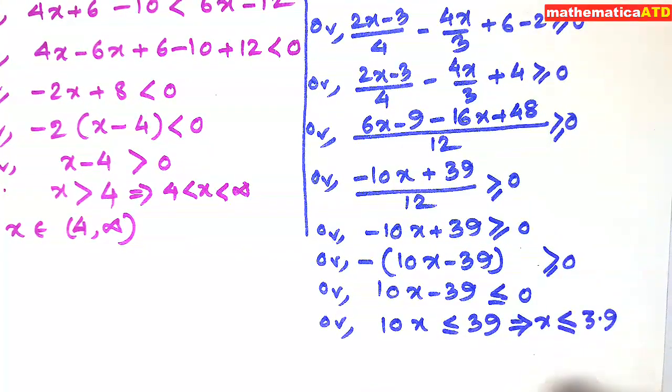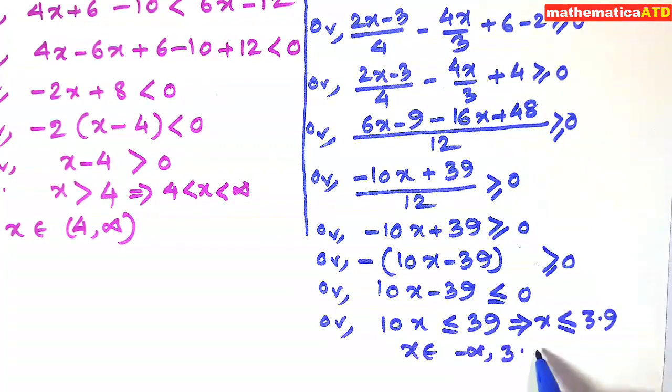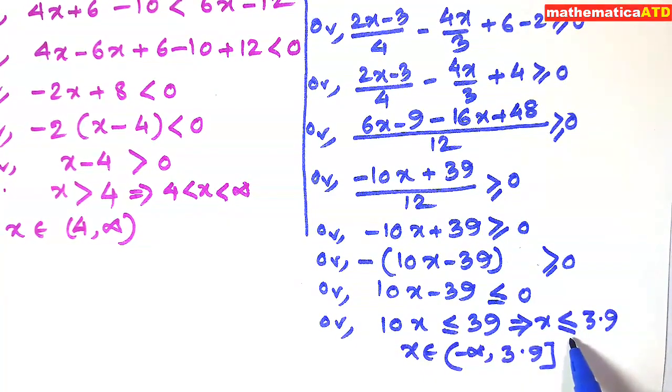That means the solution of this one is x belongs to negative infinity to 3.9 closed. This is a semi-open interval. Okay, negative infinity to 3.9. Here it will be closed because the equality sign is put here. So friends, now we have two solutions.